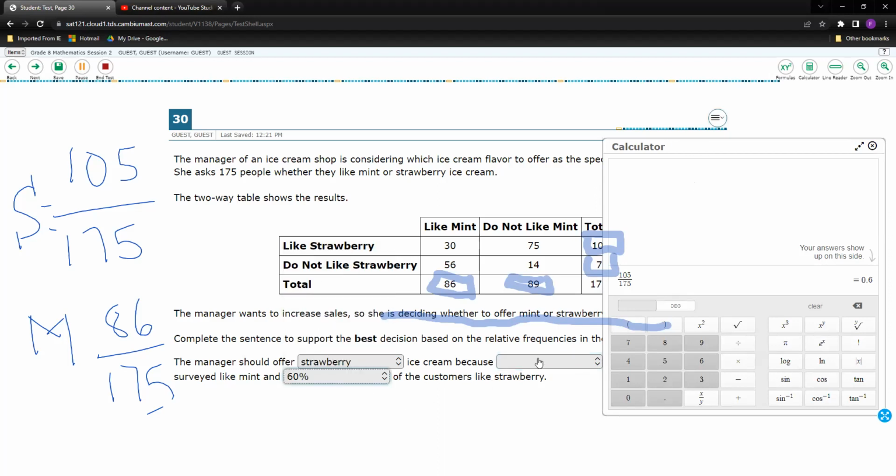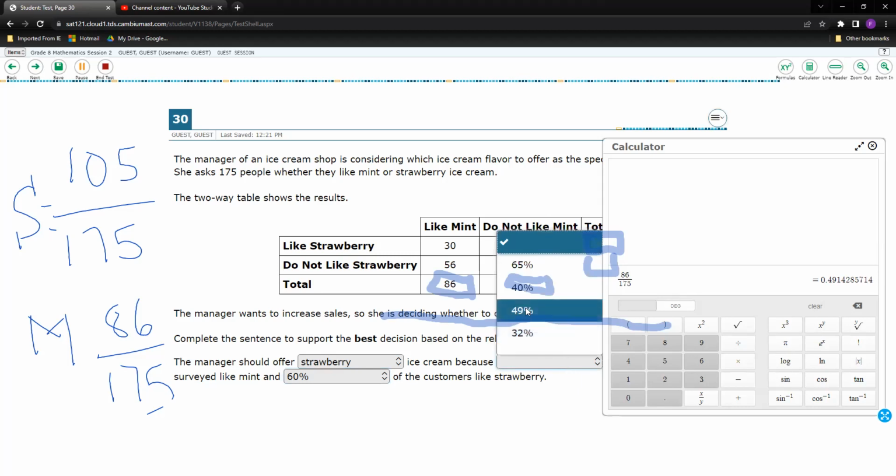Okay, and then mint is going to have to be 86 divided by 175. Oh, let me clear all this. So 86 divided by 175. 49%. So something close to 50 there. 49% indeed. Okay, so that's how you set it up. That's how you calculate it.